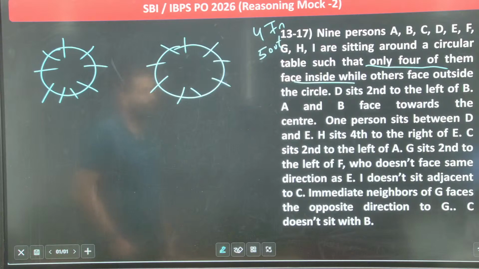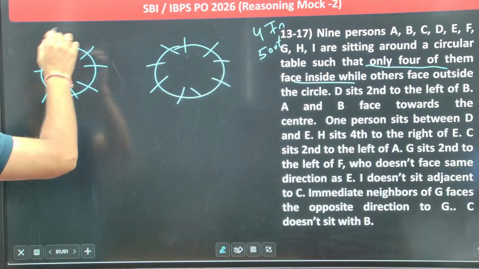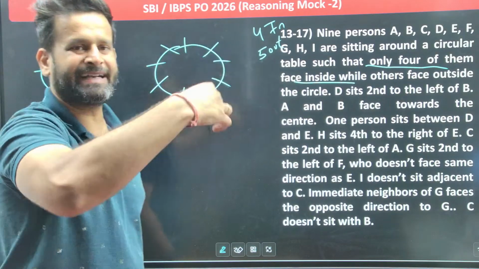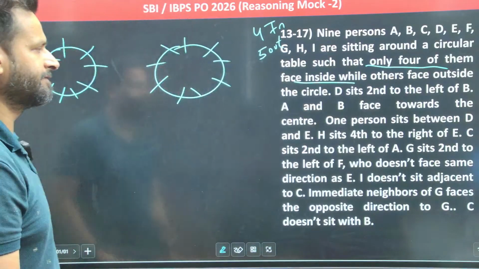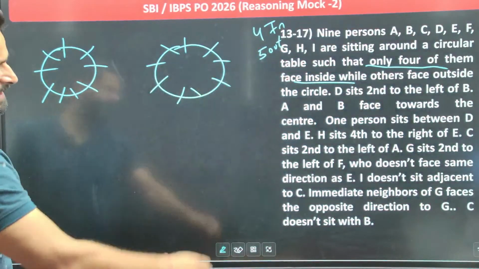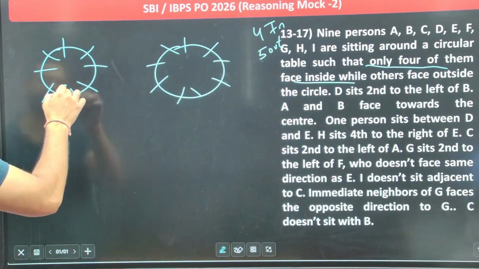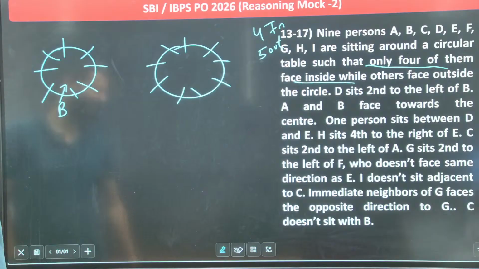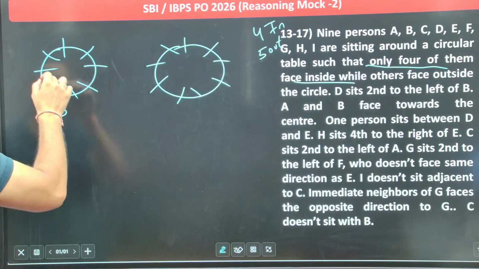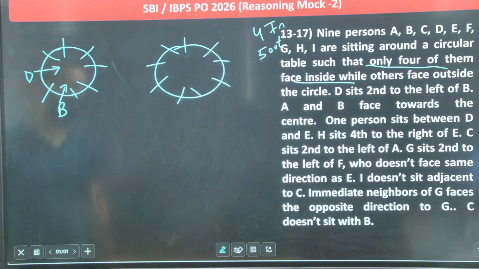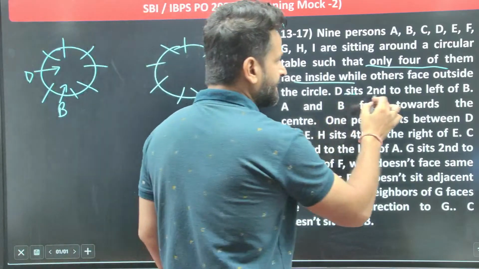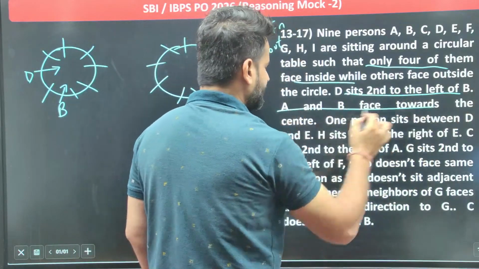D is second to the left of B. A and B face towards the center. At any place, all these places are symmetrical, so you can start placing from any place. I know B is facing towards the center. Let's suppose this is B. D was second left of B, so this will be D. The direction of D is not known, but that's okay. A and B face towards the center.